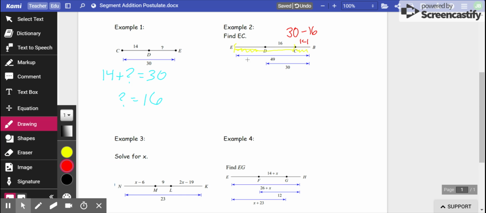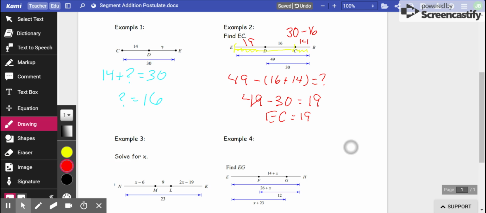Now, if I go over to the other end here, it shows me that this whole length of this is going to be 49. If I take 49 and subtract it from the addition of 16 plus 14, so 49 minus 30, which is 19, that is going to be the length of EC, my final length there. If you add up all three of these, it will give me the total length of that whole segment, which is 49.